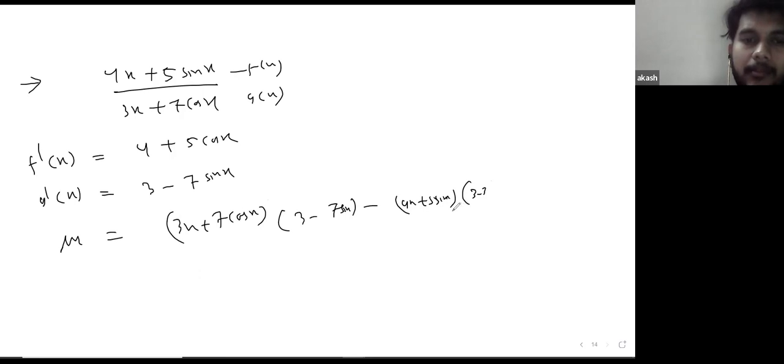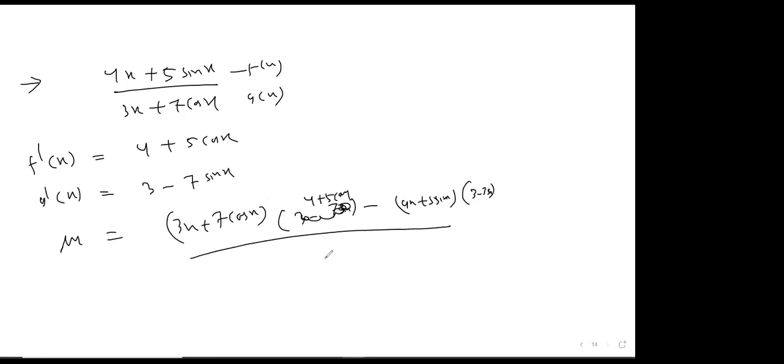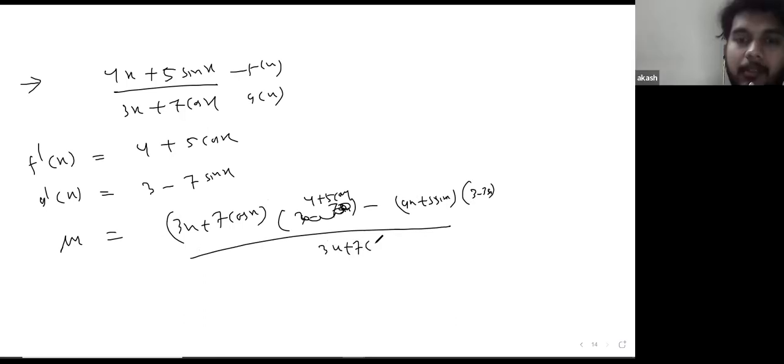I think I changed the numbers. Right? 4x plus 5 sin x. Yeah, this is 4 plus 5 cos x, all divided by g of x squared, 3x plus 7 cos x. Simplify this, you'll get the answer. All right, Aman.